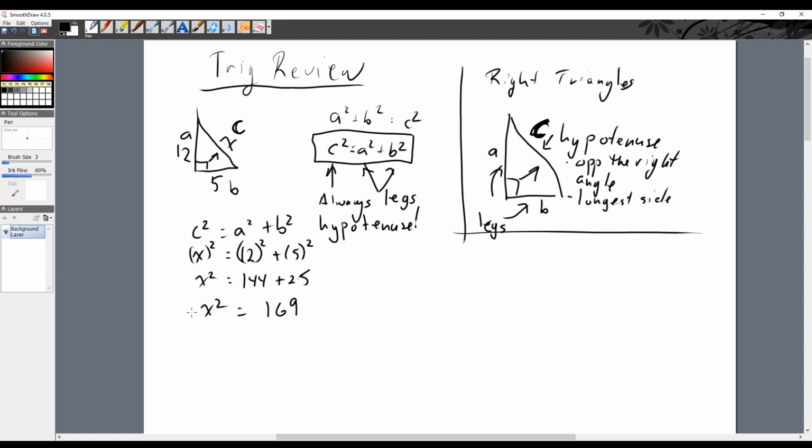And so that's x squared. We don't want just x squared, we want x. So we're going to root both sides, and we find that x is equal to 13. So the unknown side length there is 13. I'm going to put up another one of these for you to give a whirl.